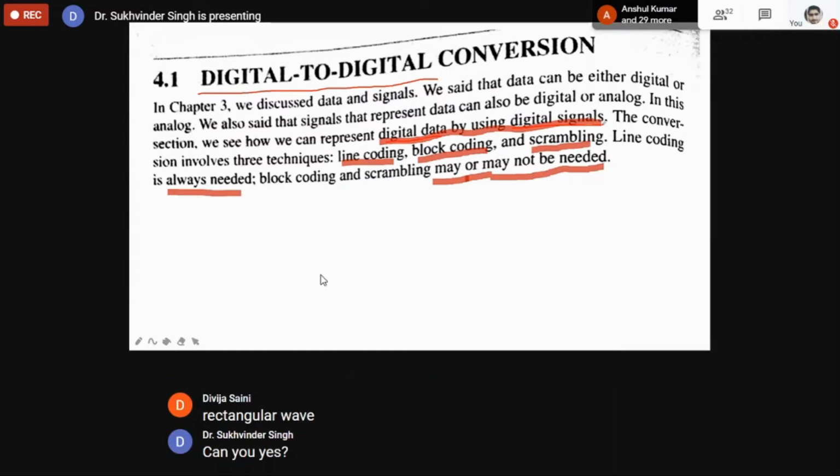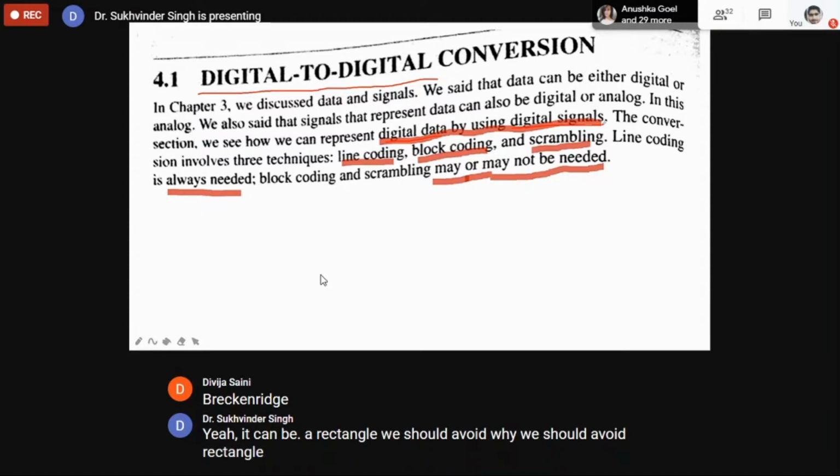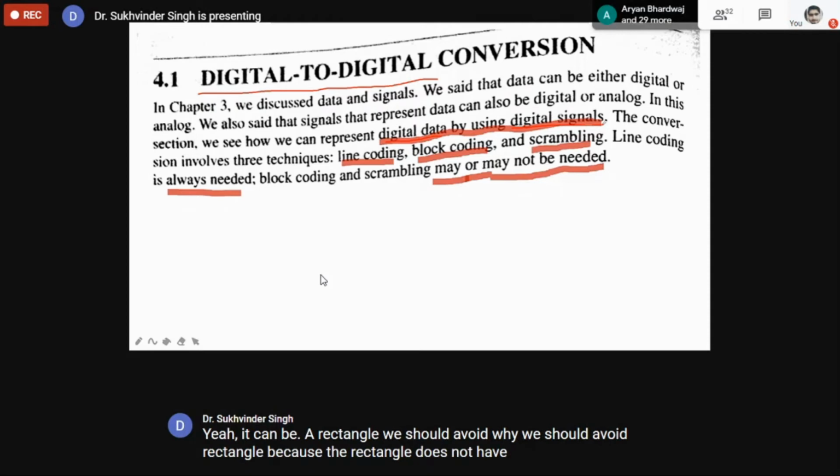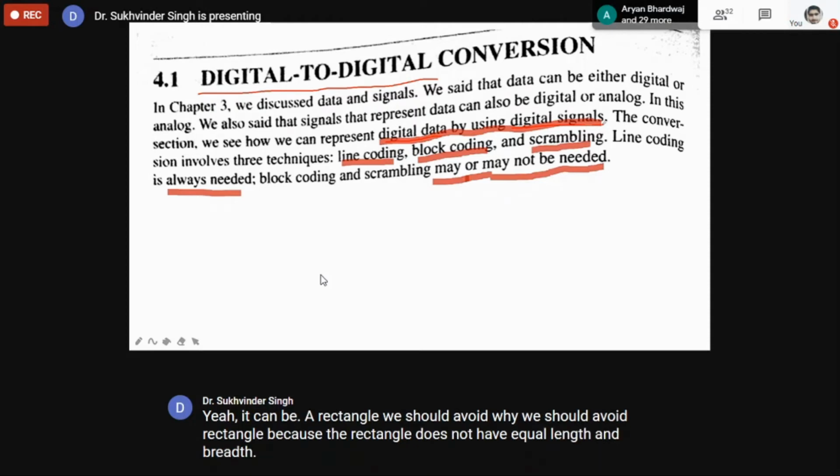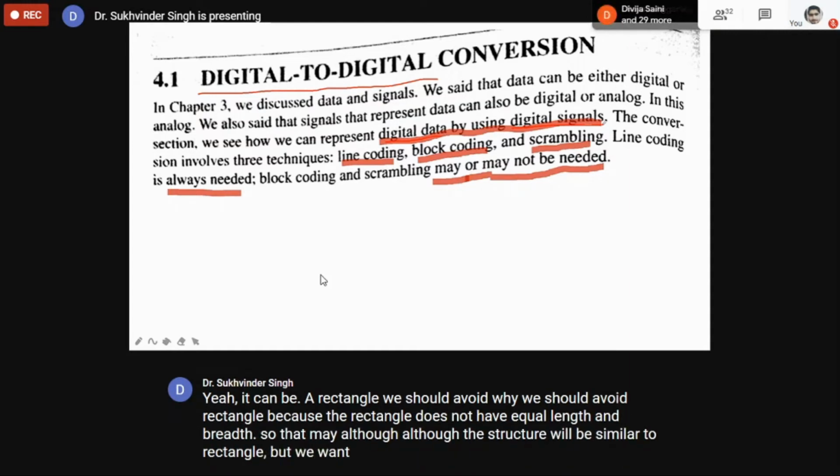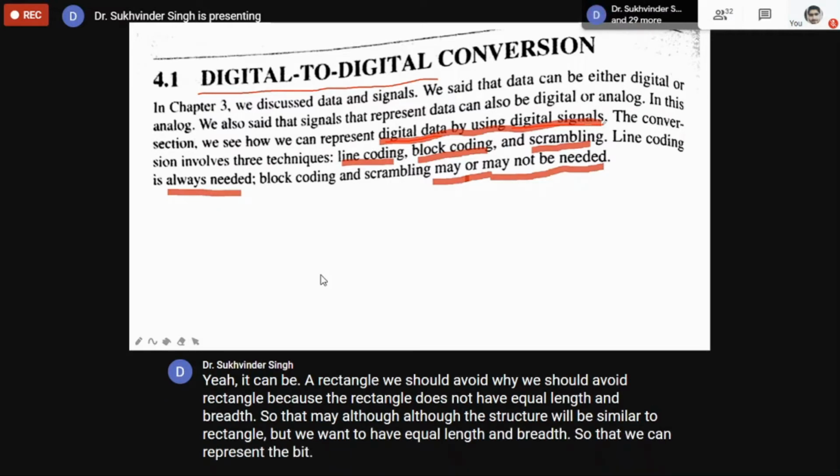Rectangular wave, sir. Yeah, it can be a rectangle, but we should avoid it. Why should we avoid the rectangle? Because the rectangle does not have equal length and breadth. Although the structure will be similar to a rectangle, we want equal length and breadth so that we can represent the bits in an equal, ordered manner.